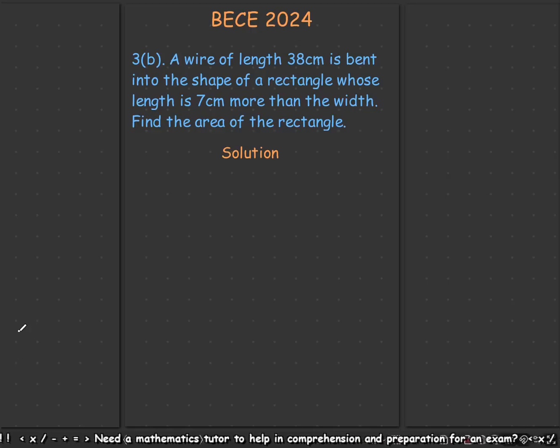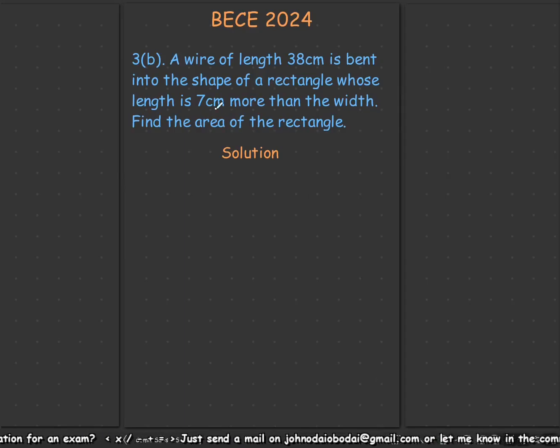We are still on the BECE 2024 series, and this is question 3b. It says a wire of length 38 centimeters is bent into the shape of a rectangle whose length is 7 centimeters more than its width. Find the area of the rectangle.